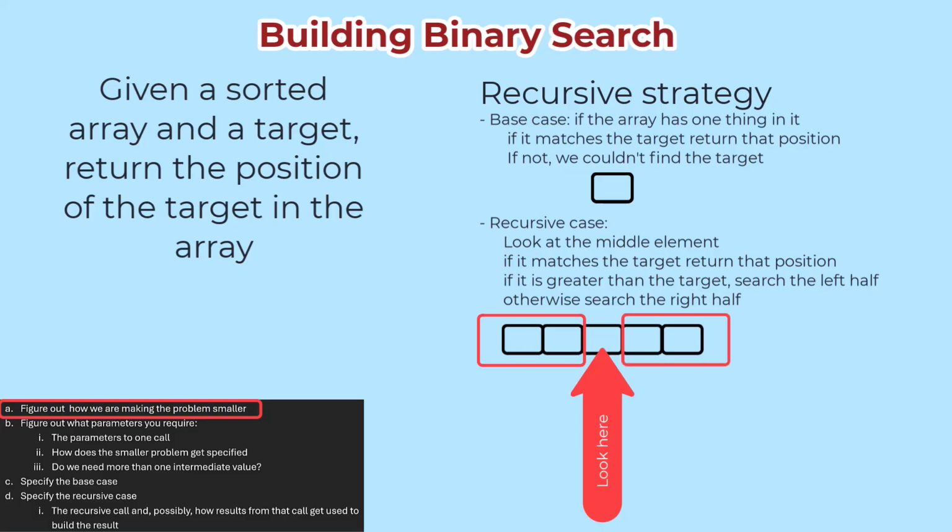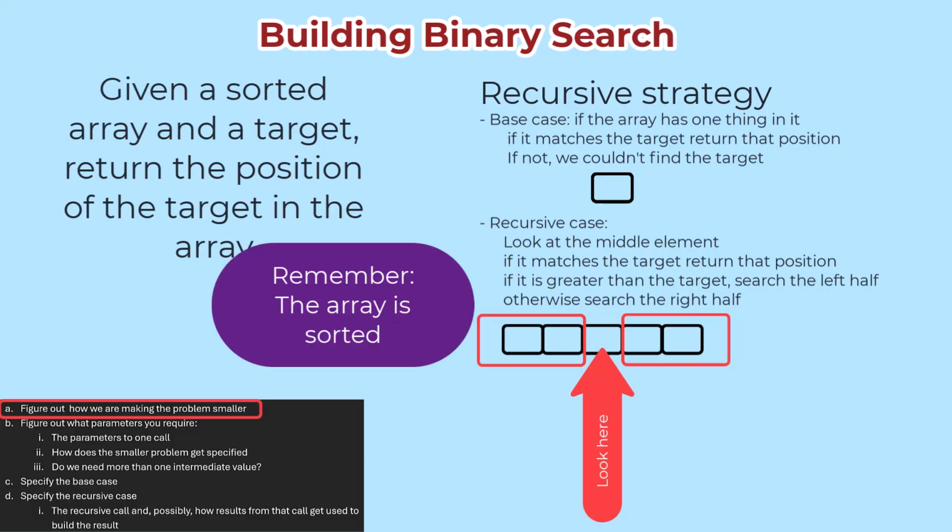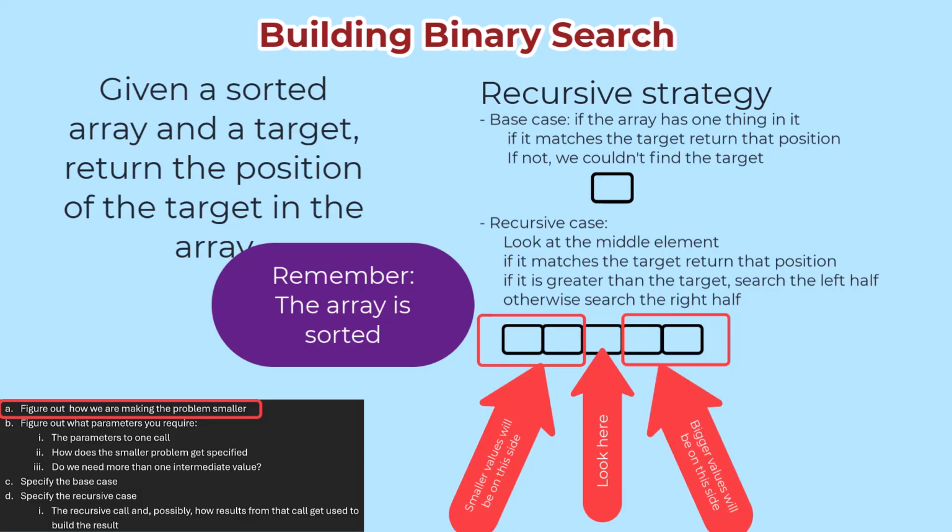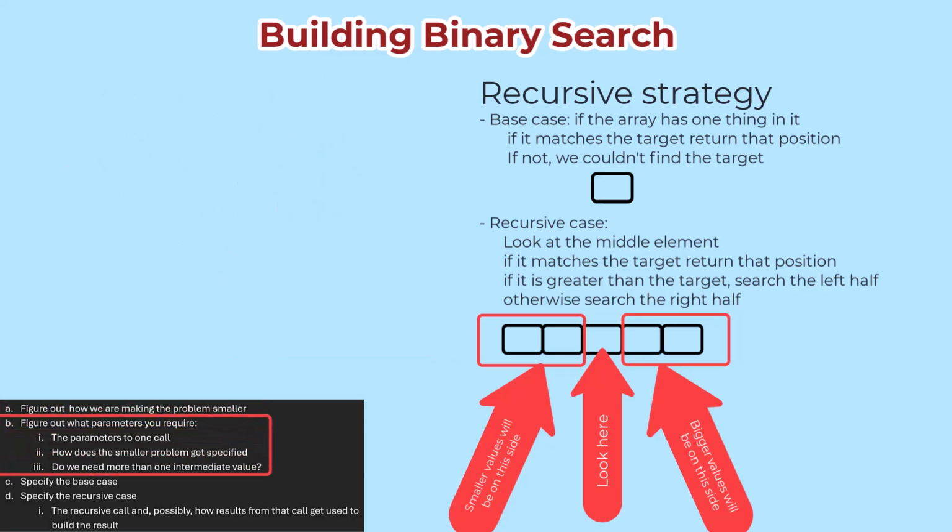If it's not the target, the subarrays that we can make are the stuff up to the middle element and the stuff after the middle element. Since the array is sorted, we know if the target is smaller than the middle element, then we need to look in the first half of the array. And if the target is bigger than the middle element, we need to look at the second half of the array. That tells us the parameters our recursive function needs.